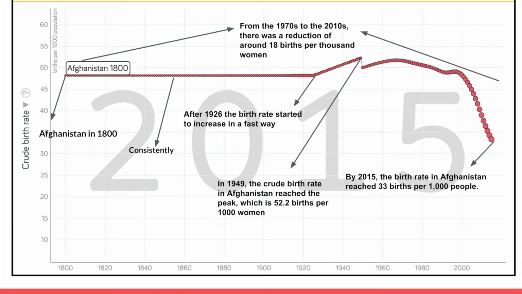This was partly cultural in the 1990s. There was no education on birth control and men were permitted up to 4 wives. In 1949, the crude birth rate in Afghanistan reached 52.2 per 1,000 population. By 2015, the birth rate in Afghanistan reached 33 births per 1,000 people.